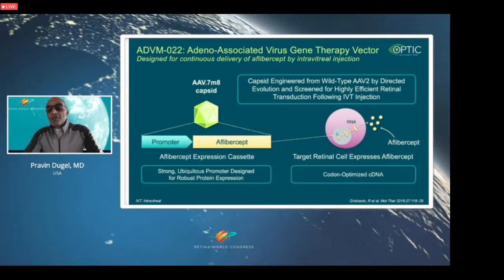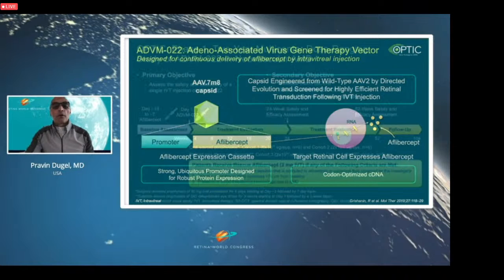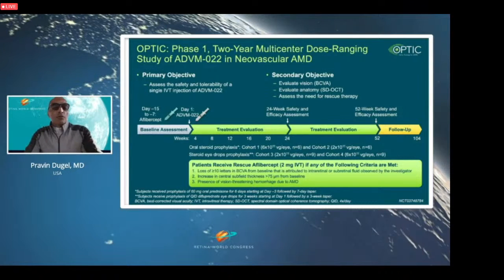The cassette consists of what would be very close or almost identical to aflibercept, or Eylea. But this is a cassette that can be injected intravitreally. Again, I emphasize it's an intravitreal approach to allow for the maximum amount of efficiency as well as specificity to deliver this product. The OPTIC study is really very straightforward.